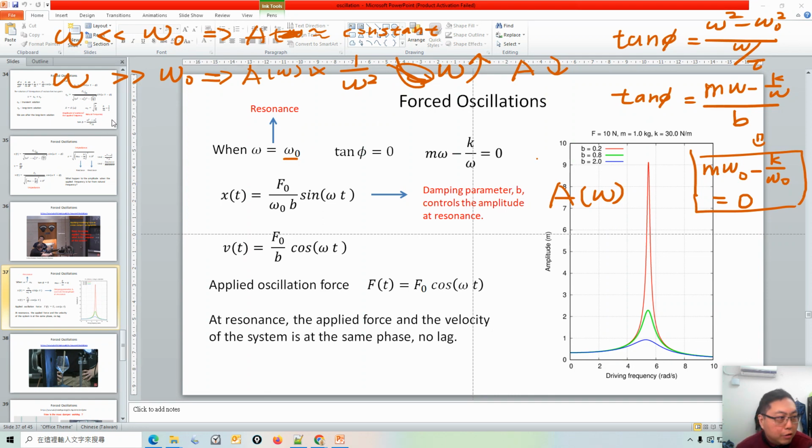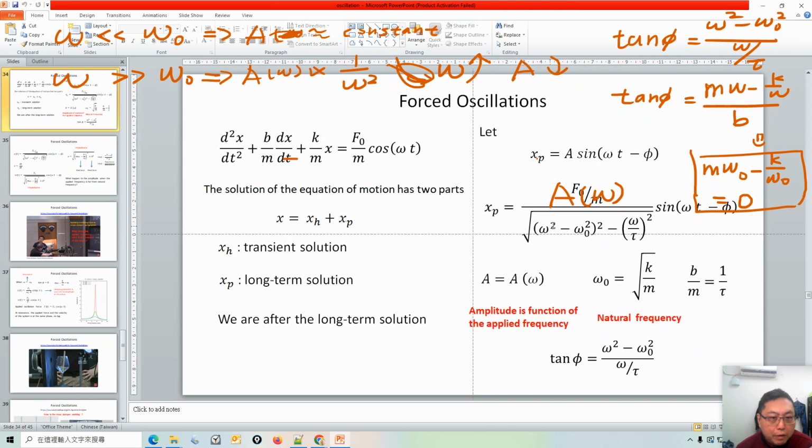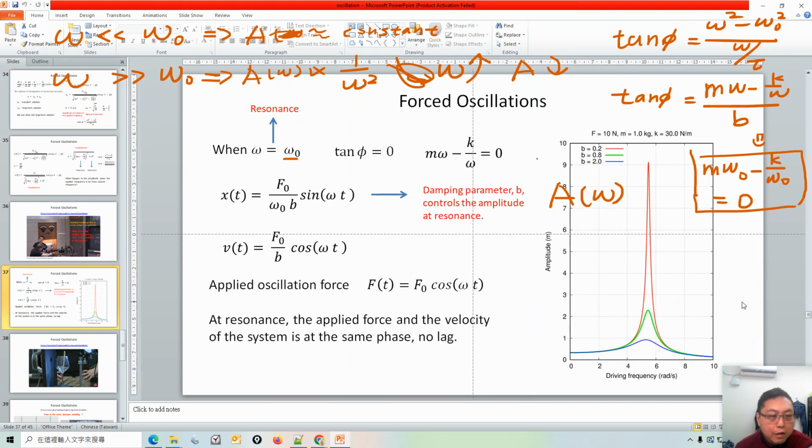Don't forget about this. A(omega) is this one, right here. It's a very large, huge term. And you draw the graph as a function of applied frequency. You will get this function like this.